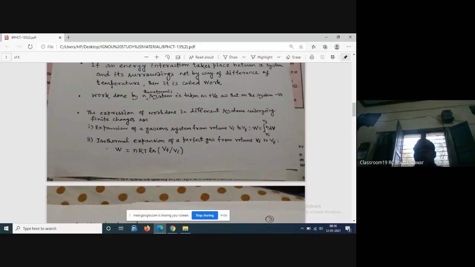Now see, when you exert pressure at constant pressure P, there is a change in volume dV, then pressure into change in volume gives you the work done for this change in volume. And when you are to find out the total work done for the change from initial to final, then you have to make an integration over PdV. Okay, I'll show you now.